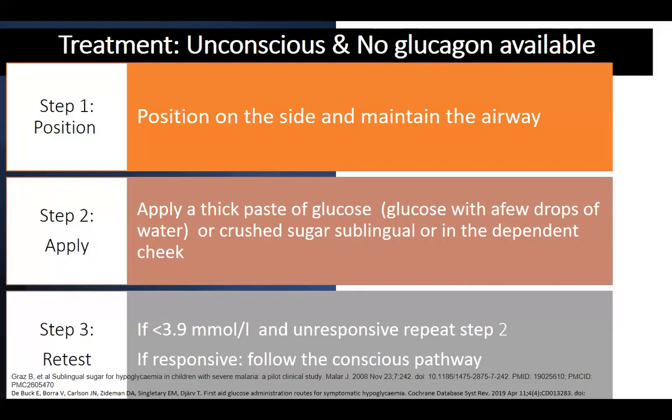In terms of treatment of a child who has type 1 diabetes and there's no glucagon available, still ABC. I still go back again and educate them about ABC. Position on the side, maintain the airway. Then this is why I like glucose, because you can put a few drops of glucose either sublingually or on the sides of the cheeks and keep rubbing until the child becomes conscious. Why does this actually work?